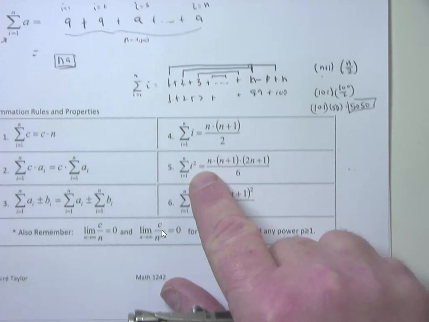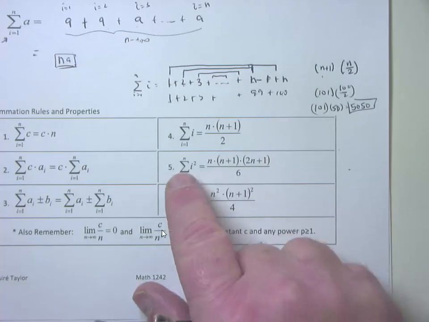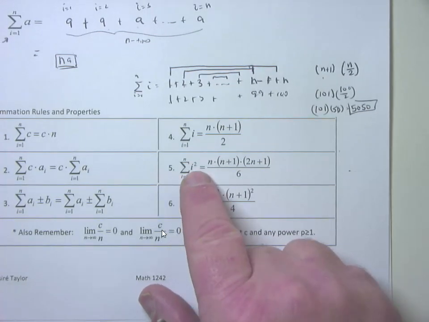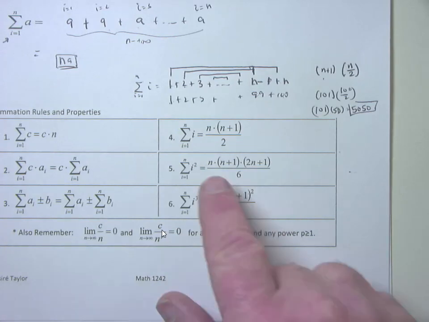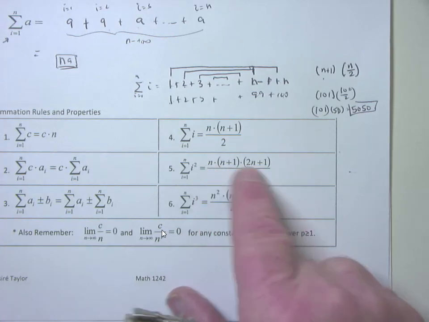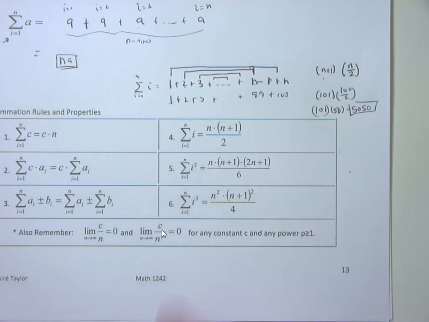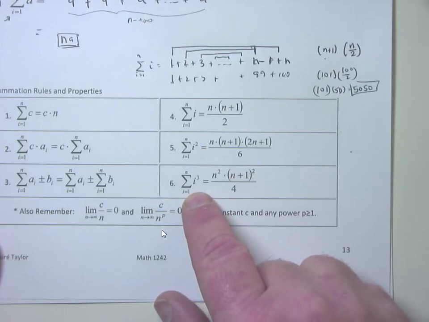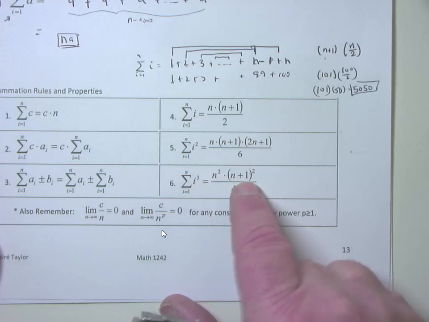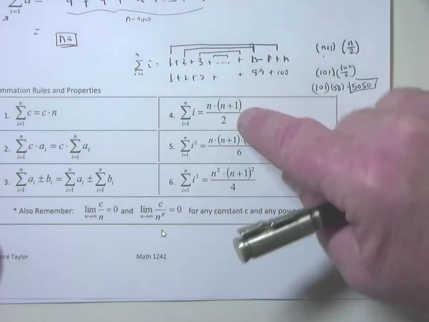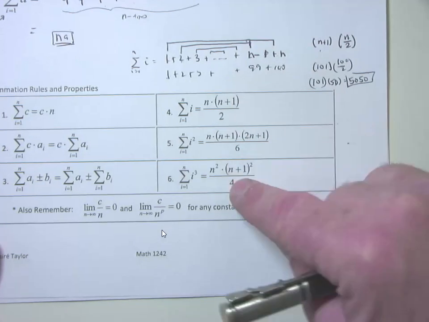Another formula, this was not Euler, but these are other formulas, is the sum as i goes from 1 to n of i squared. That's 1 squared plus 2 squared plus 3 squared plus dot, dot, dot plus n squared. That's the same thing as n times n plus 1 times 2n plus 1 divided by 6. And the sum as i goes from 1 to n of i cubed is n squared times n plus 1 squared divided by 4. It's this thing squared. It's pretty impressive, actually.